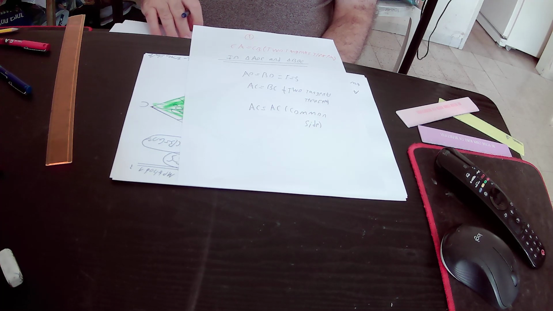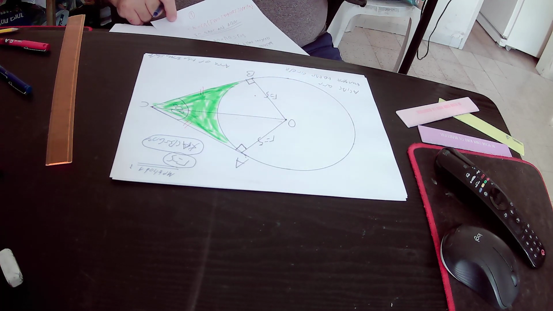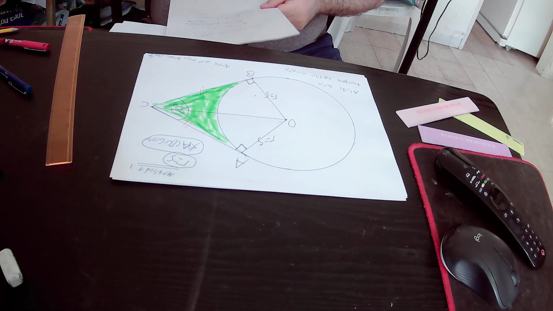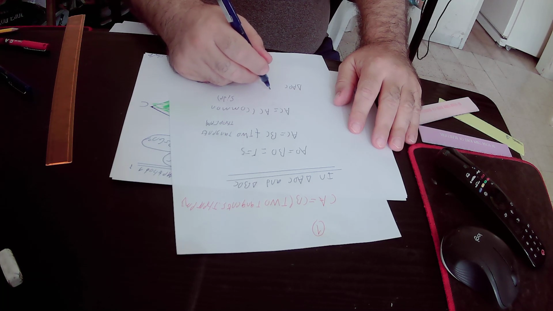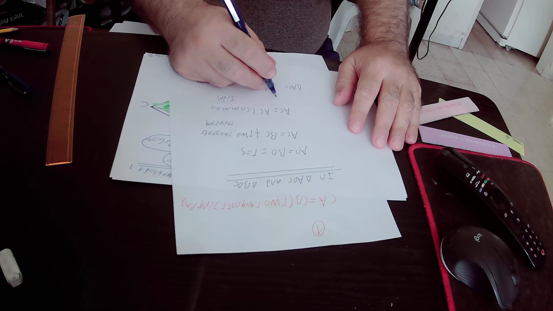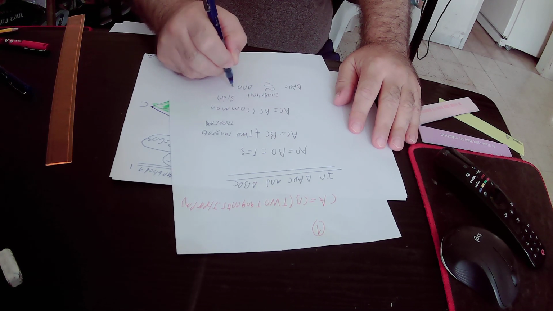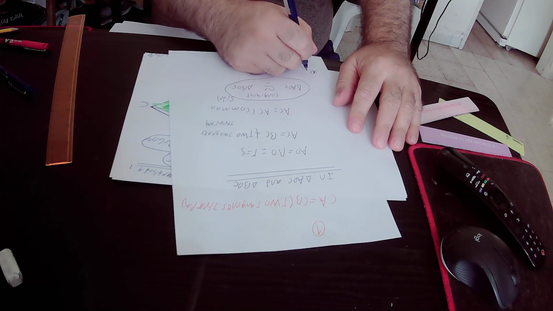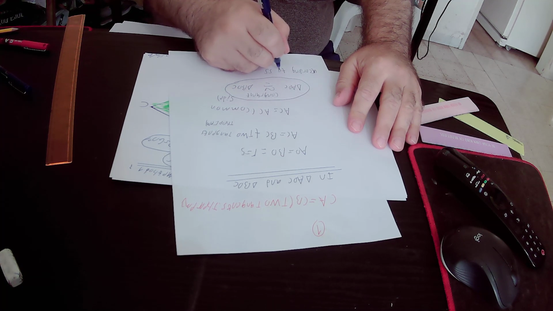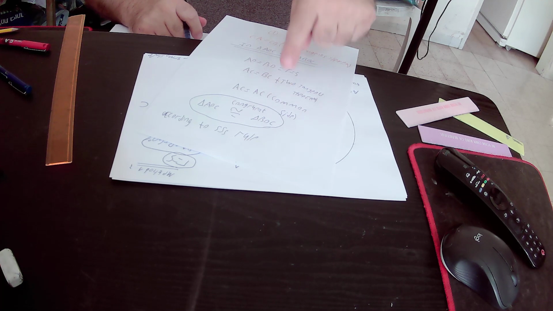So, actually we proved that all the sides of triangle AOC are equal to all the sides of triangle BOC. Therefore, those two triangles are congruent to each other according to side-side-side rule. Okay, so triangle AOC is congruent to triangle BOC according to side-side-side rule.